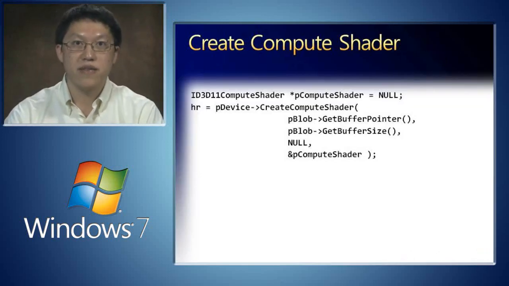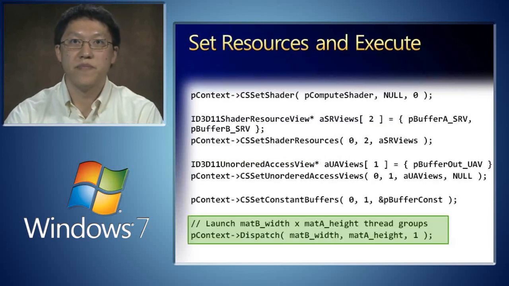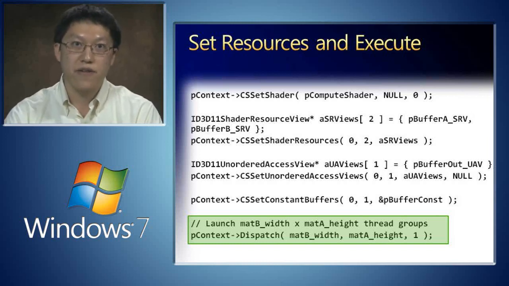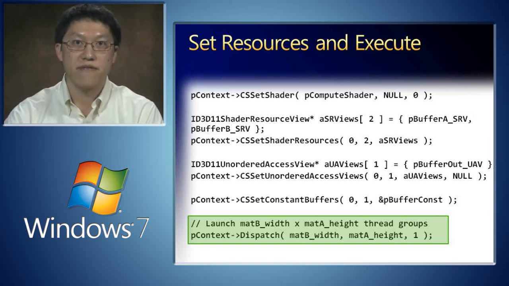This is a call to create the compute shader using the compiled shader that we just compiled. And at this point, all the resources have been created, and we must set them for execution. Views are not set individually, so here I show how to create an array of views, which I then set. So for example, set shader resources, I set an array of shader resources. So this is your input A and input B. I set the shader as well, and the constant buffer here. Finally, I call a dispatch, which launches the number of thread groups on the GPU.